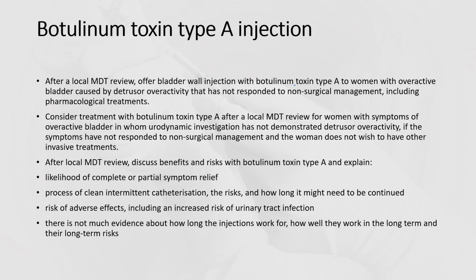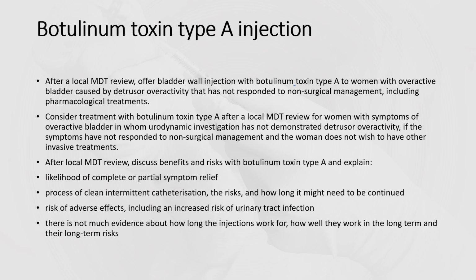Botulinum toxin type A injection. After a local MDT review, offer this injection to women with overactive bladder symptoms caused by detrusor overactivity that has not responded to non-surgical management, including pharmacological treatments. Consider treatment only after MDT review. Discuss benefits and risks with the patient: the likelihood of complete or partial symptom relief, the process of clean intermittent catheterization that may be required, the risks of this and how long it might be required, and risks of adverse effects including increased risk of urinary tract infections.